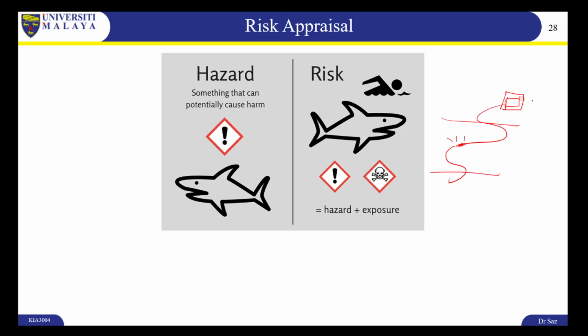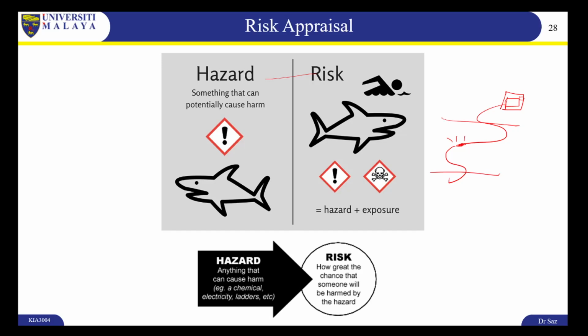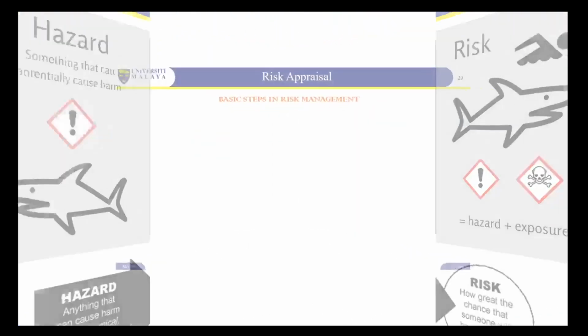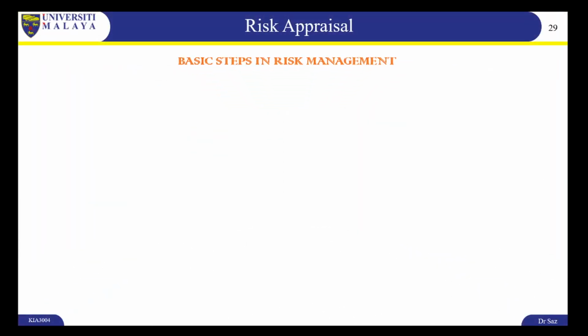Now we'll look at how these two, hazard and risk, interact with each other in the later slides. So here, anything that can cause harm is a hazard, but the risk is how great the chance that someone will be harmed by that hazard. Now, basic steps in risk management. Number one is you need to identify the risk. Once you identify the risk, you need to quantify the risk and put it into a number. Then once you get that done, you need to mitigate the risk or try to reduce that number.